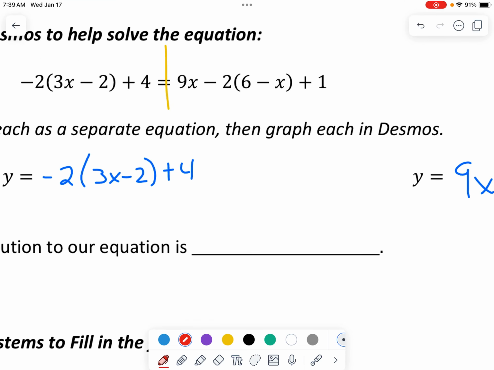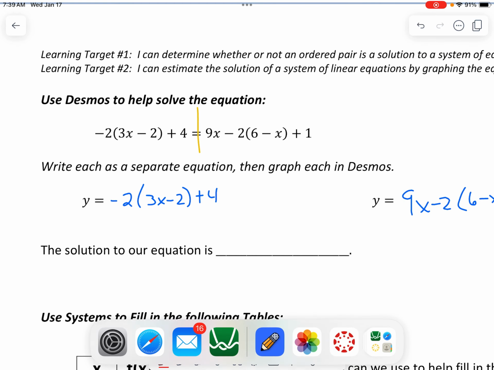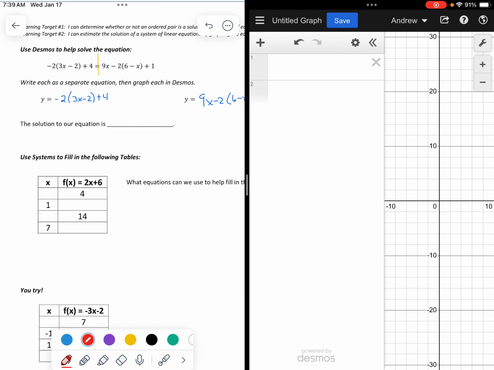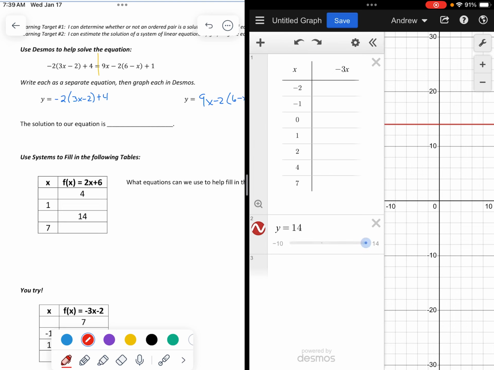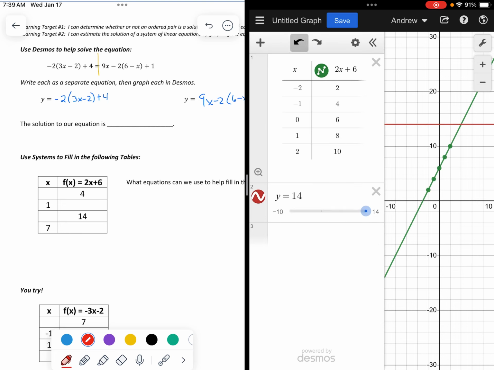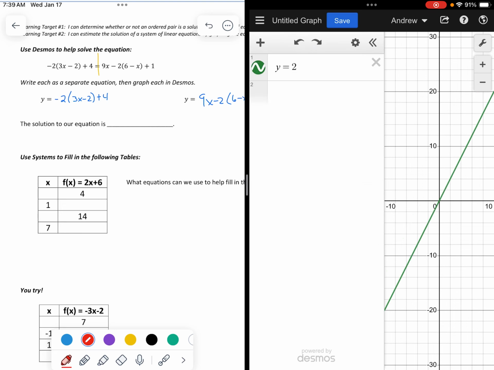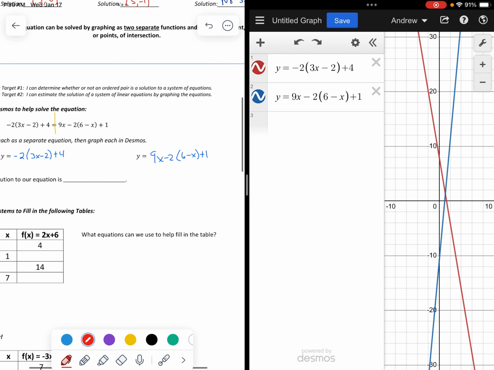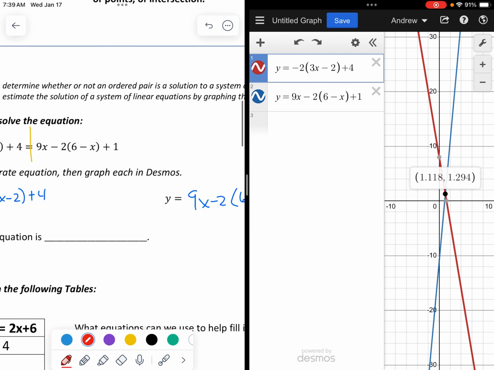Okay, the solution in this case to this equation, if you use Desmos and type it in, is, and I did this earlier, right there. So the solution is, when you type both of those equations into Desmos, click the button, 1.18 and 1.294. So pretty? No. But it's there.